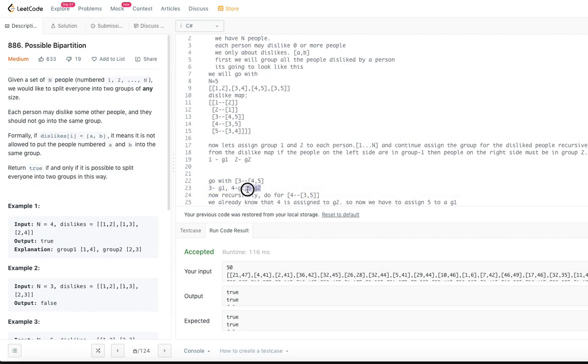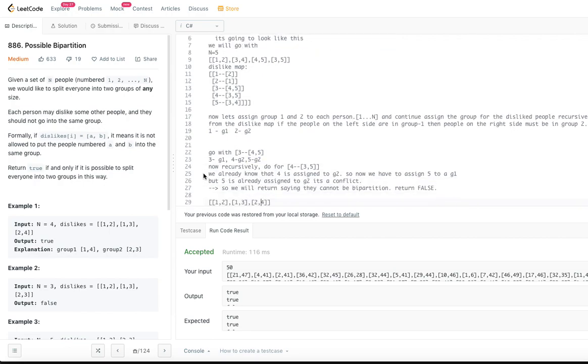And 5 also we need to put in group 1. But 5 is already in group 2, right? One person cannot be in group 1 and group 2, so there is a conflict. 3 we can put in group 1, no problem, because 4 is in group 2. But for 5, 4 doesn't like 5, so 4 and 5 should be in different groups. But we already put 4 and 5 both in G2 because 3 doesn't like 4 and 5. So there is a conflict between 3, 4, 5. That means we cannot make this a bipartition. So we will return false, right?